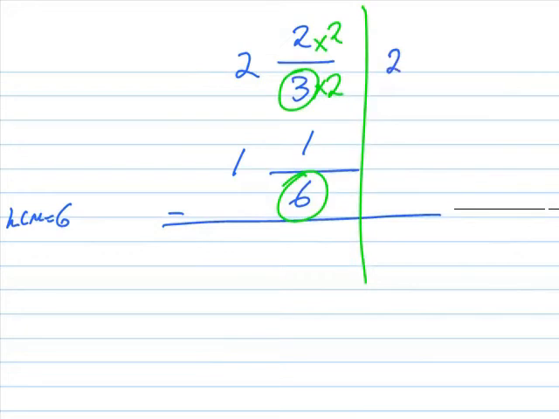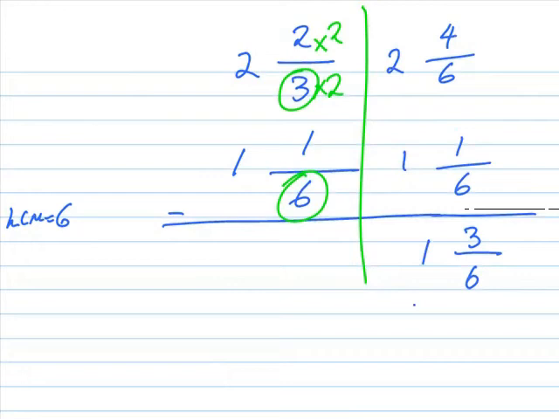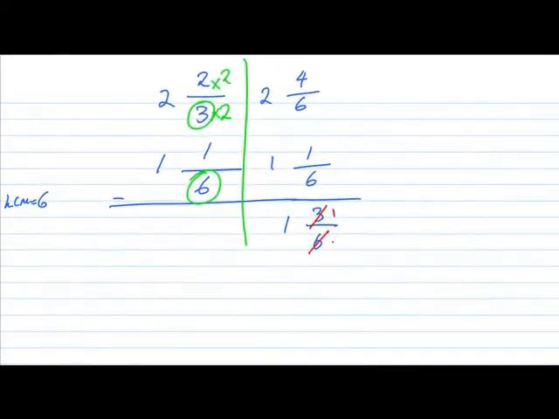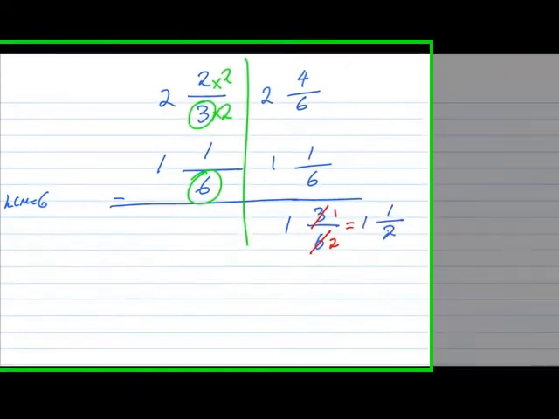Now I have 2 and 4/6, 1 and 1/6. All I have to do is subtract the fraction part. 4 minus 1, that's 3. 2 minus 1, that's 1. Now, you have to look at your fractional part and make sure things get simplified. So let's go ahead and simplify. 3 divided by 3 is 1. 6 divided by 3 is 2. So the answer is simply 1 and 1/2 instead of 1 and 3/6.